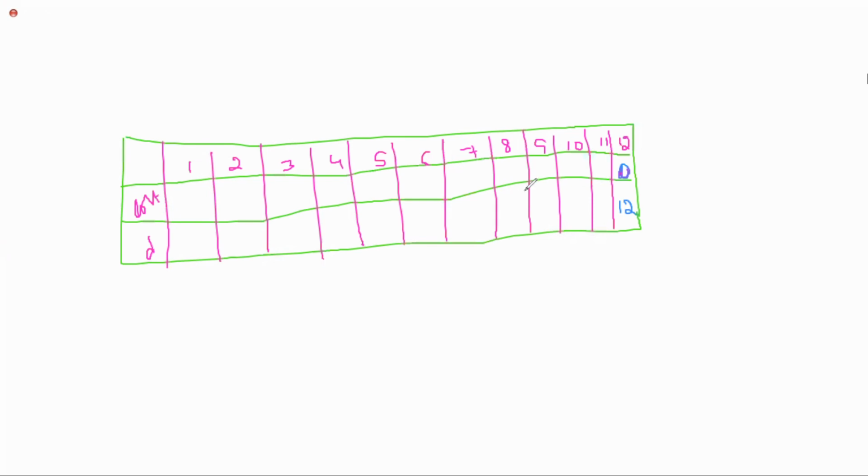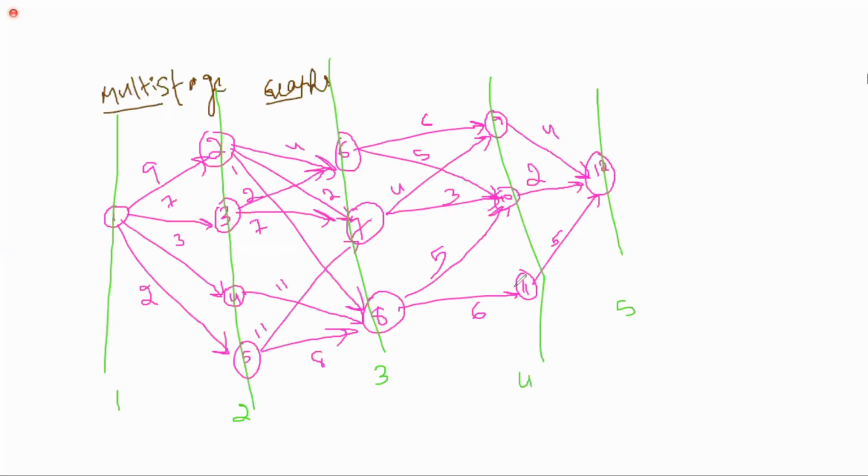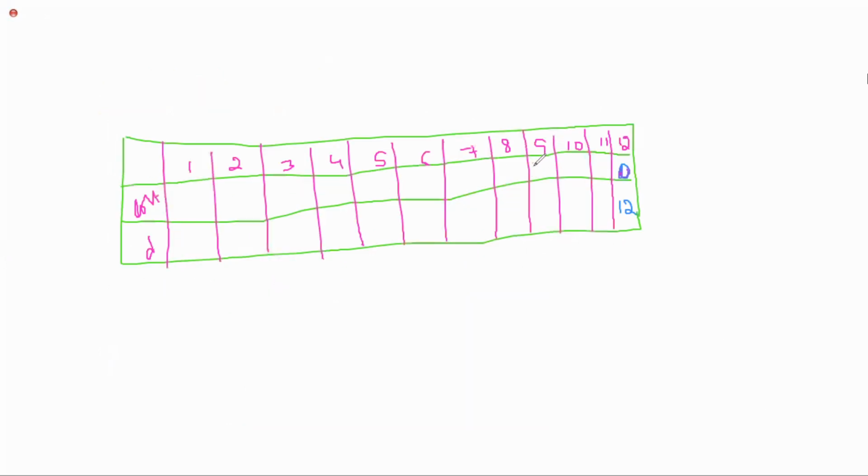Next, how can we go from stage 4 to stage 5? Observe carefully. In stage 4, first we have vertex 9. Cost of (4, 9), where 4 is the stage and 9 is the vertex, is nothing but the edge 9 to 12. The cost of 9 to 12 is 4. So I'll update vertex 9 with cost 4 to reach 12. Is it clear?